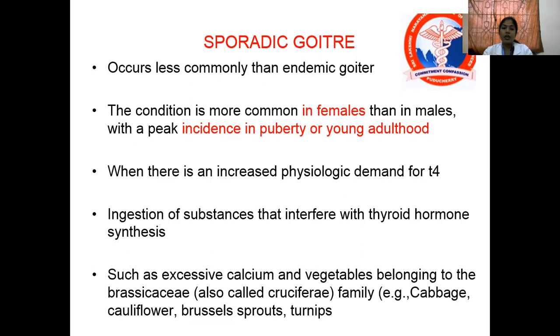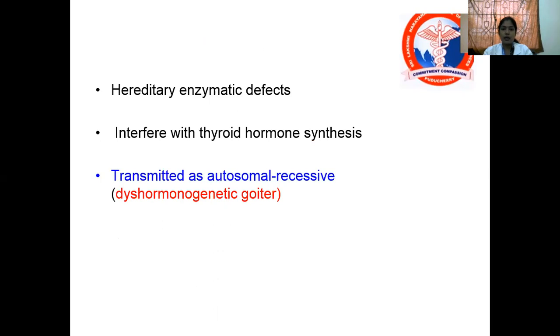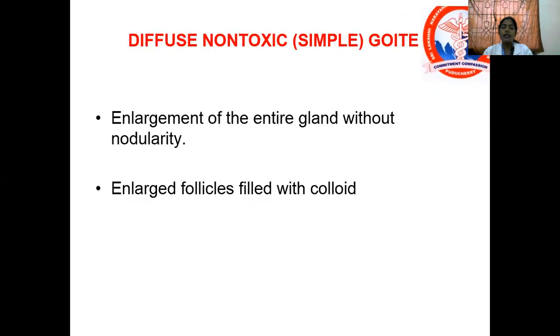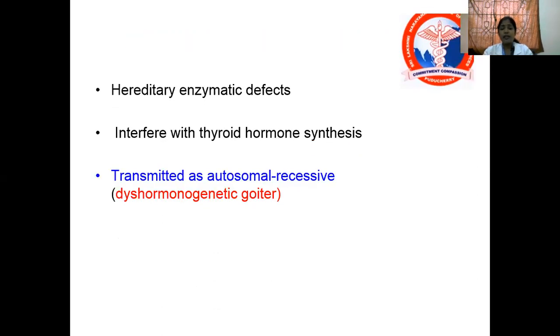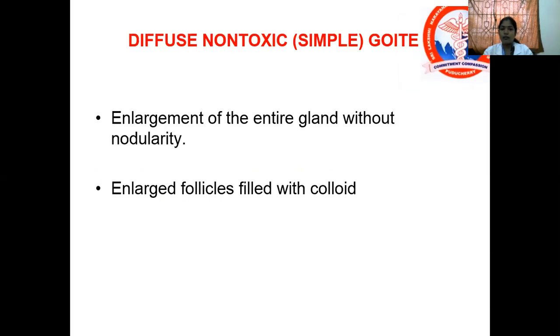When there is an increased physiological demand for T4, and this may also be due to ingestion of substances that interfere with thyroid hormone synthesis, such as excessive calcium and vegetables belonging to the Brassicaceae family, that is the cruciferous family, like cabbage, cauliflower, Brussels sprouts, turnips, etc. It can also be due to hereditary enzymatic defects. These hereditary enzymatic defects interfere with thyroid hormone synthesis. This is transmitted as an autosomal recessive trait, and this condition is called dyshormonogenetic goiter.